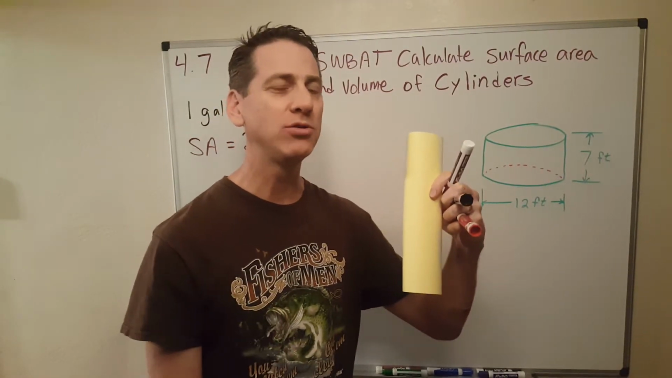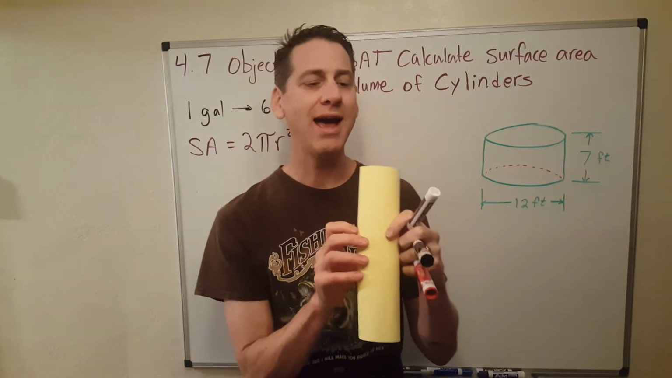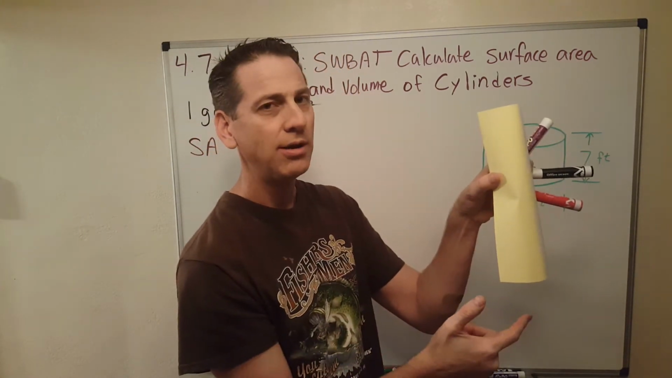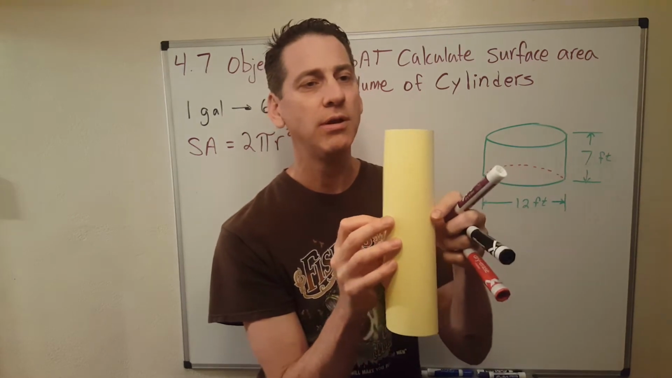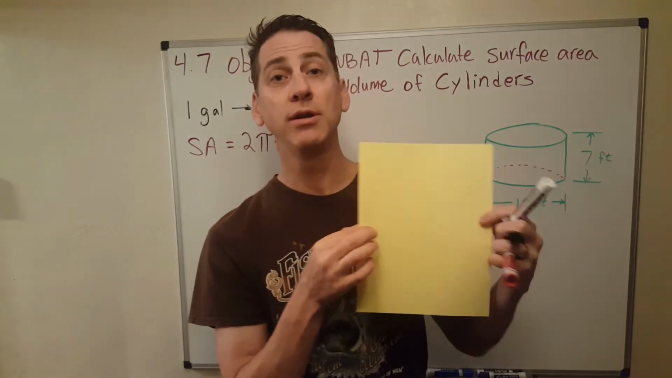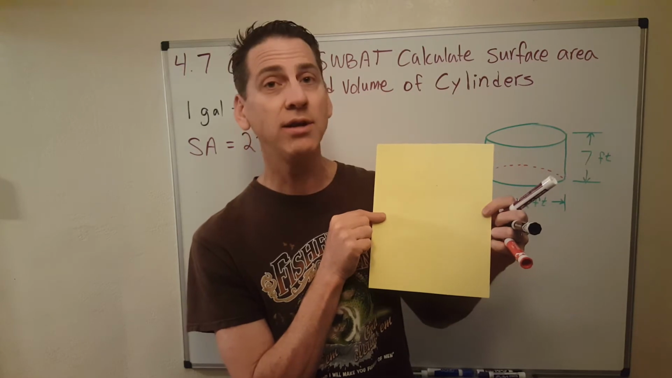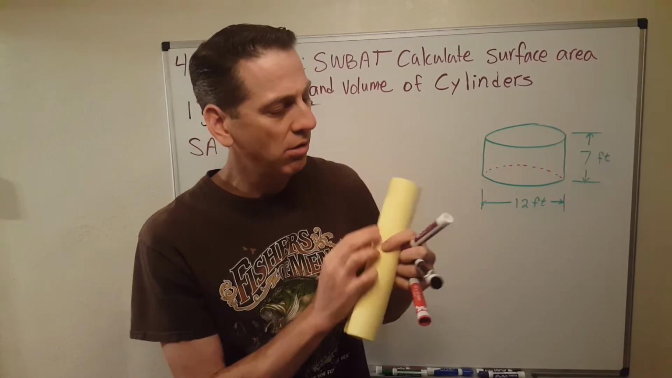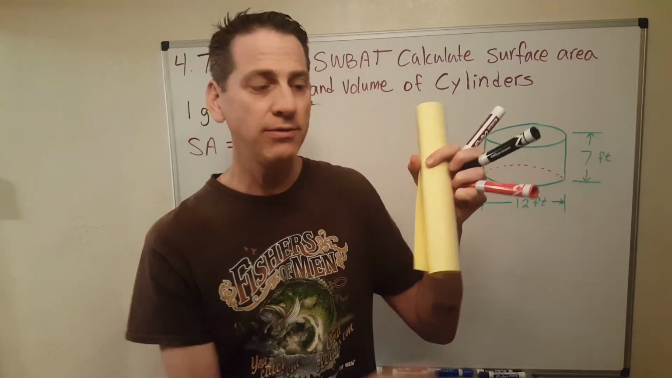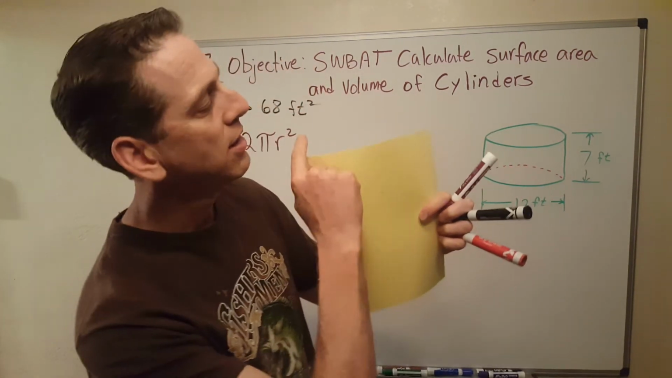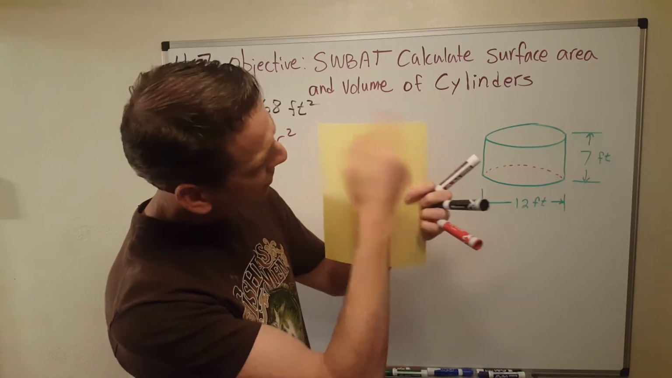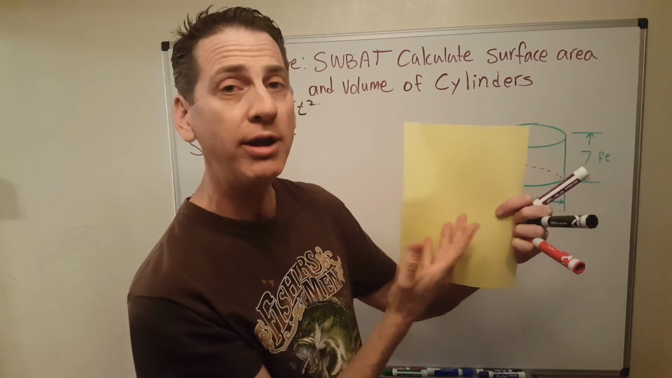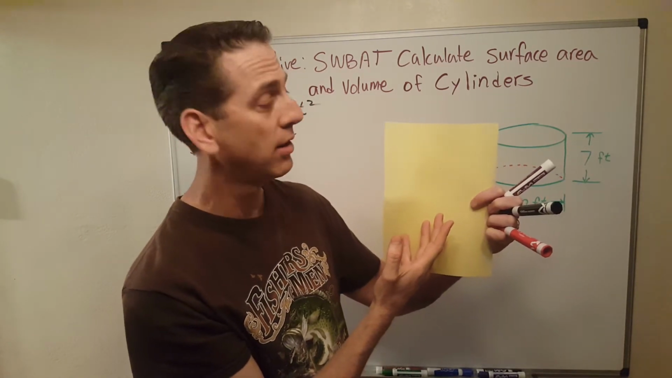Well, watch this magic trick. What I'm going to do is cut this cylinder and watch what happens. I'm just going to unfold it and it becomes, ta-da, just a rectangle. That's all a cylinder is, a rolled up rectangle. So if I knew this length and this width, I would know the area of that rectangle. It's just length times width.